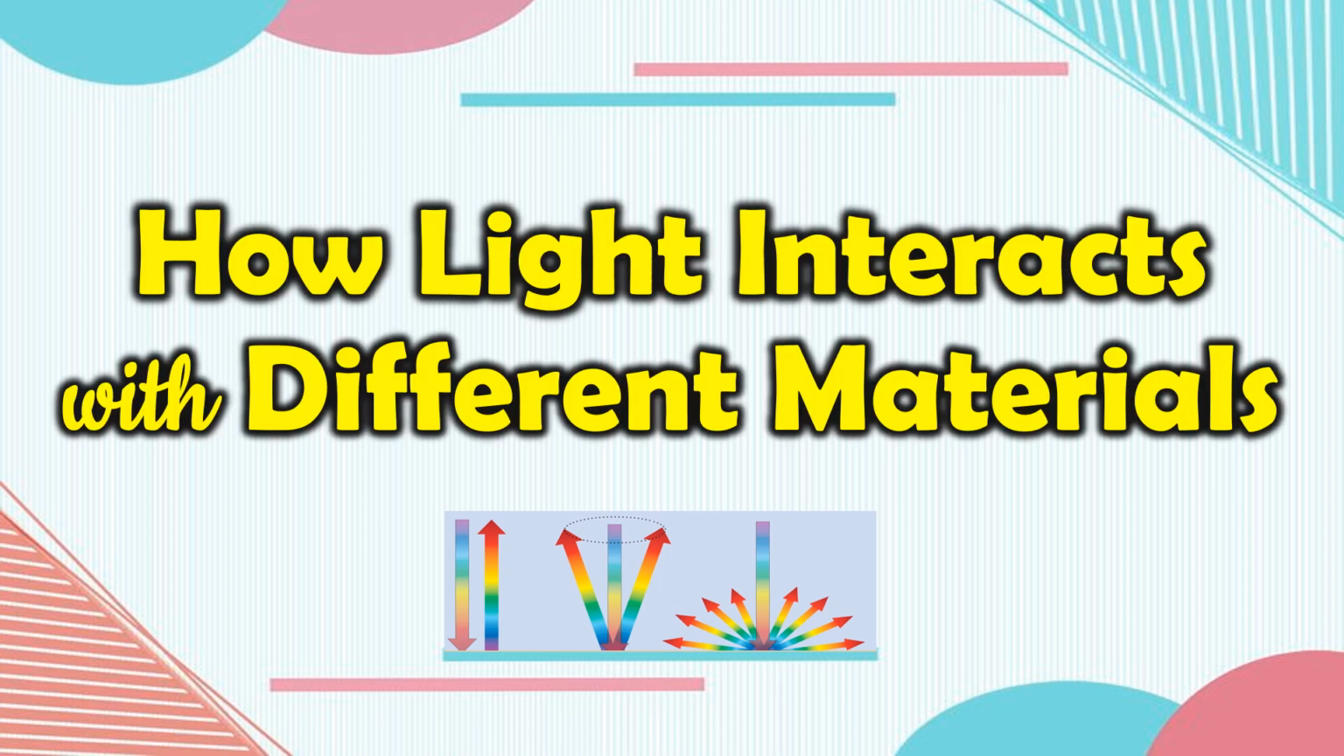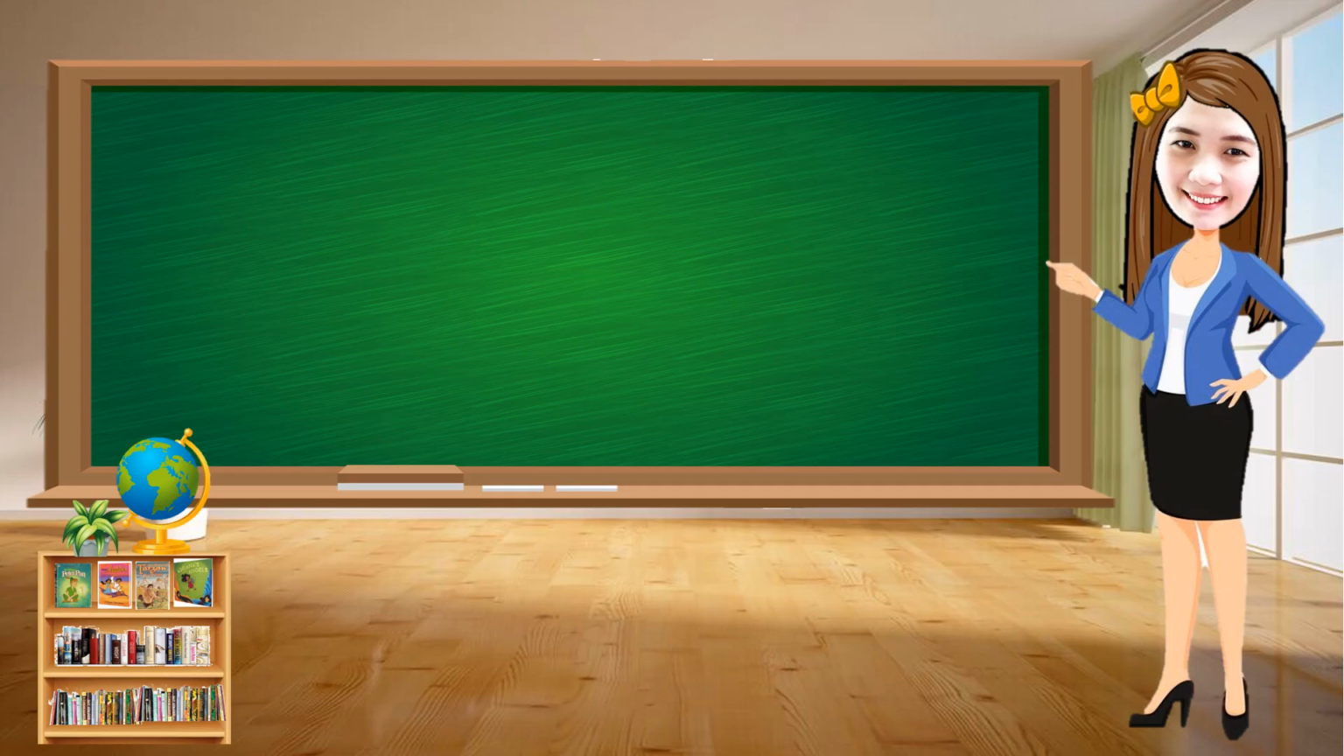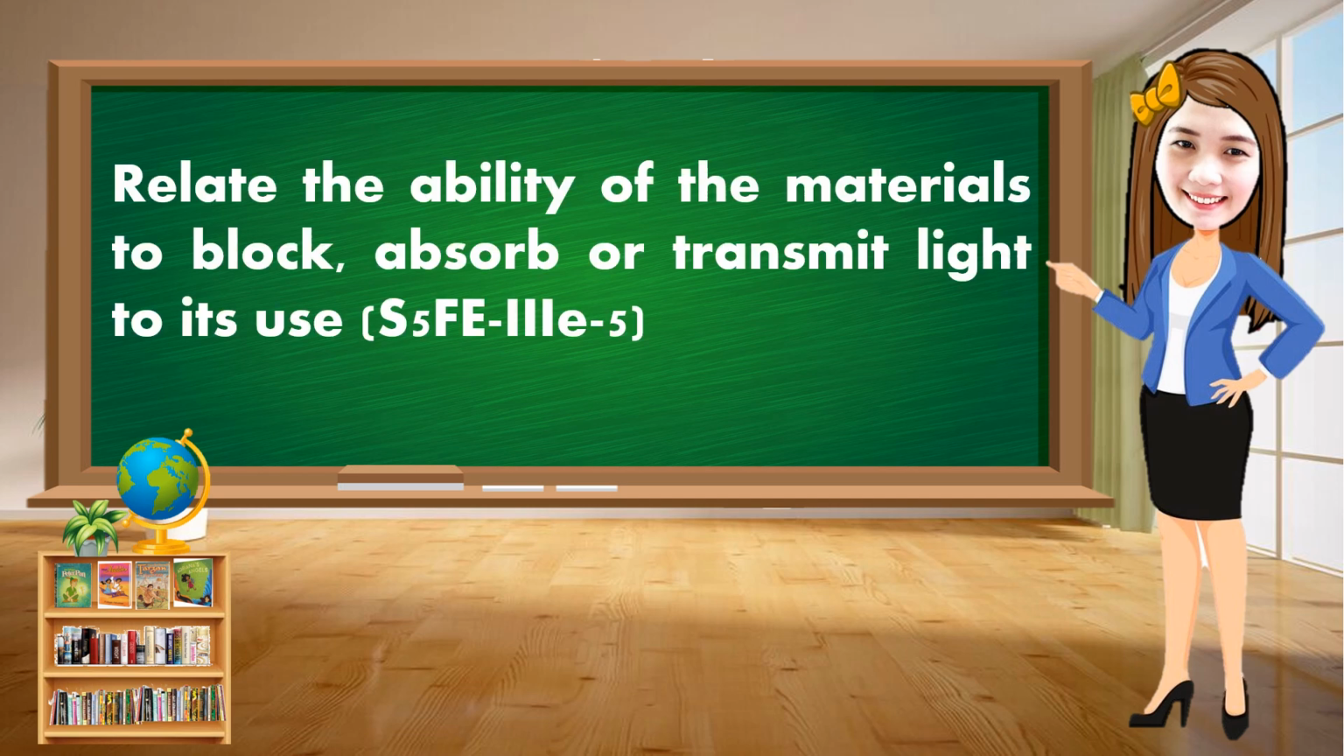Today we are going to talk about how light interacts with different materials. At the end of this video lesson, grade 5 learners are expected to relate the ability of the materials to block, absorb, or transmit light to its use.